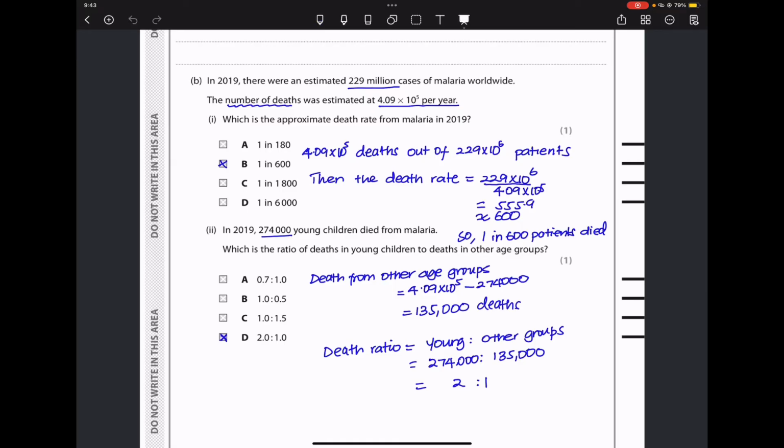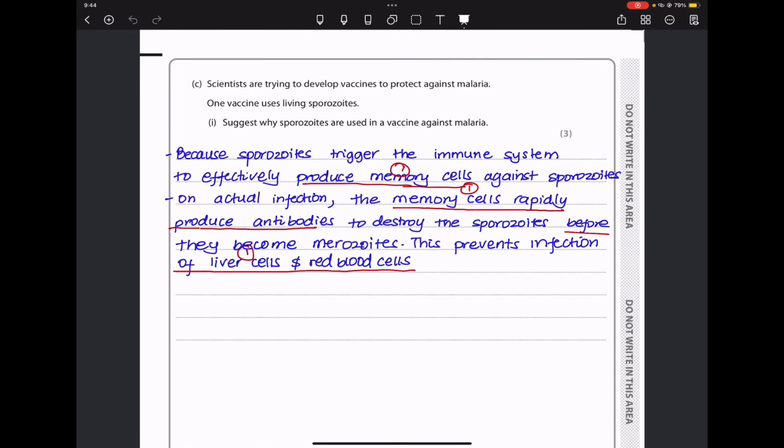That makes it clearer. So the ratio is going to be 2:1. Moving on. In part C, the scientists are trying to develop vaccines to protect against malaria. One vaccine uses living sporozoites. Suggest why sporozoites are used in a vaccine against malaria.